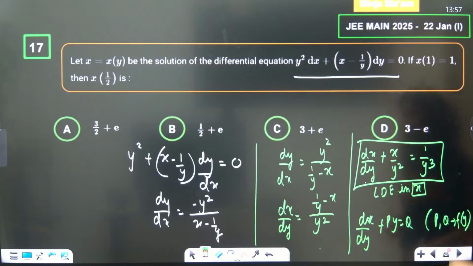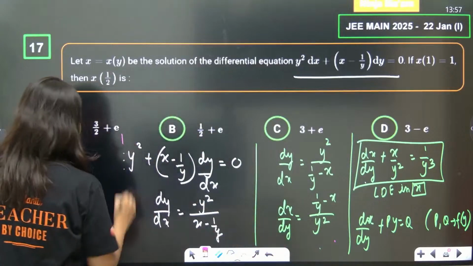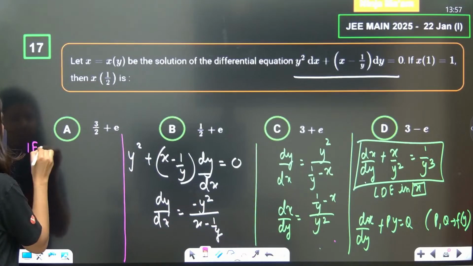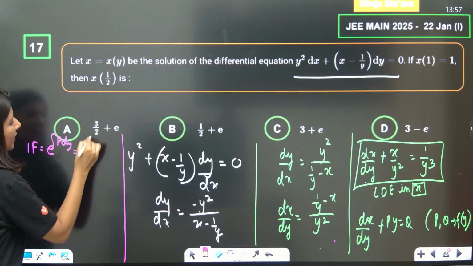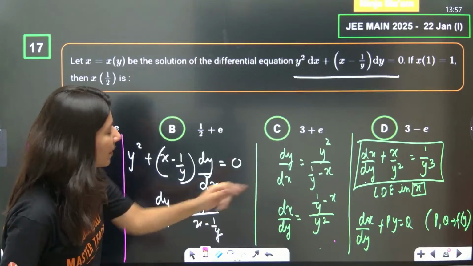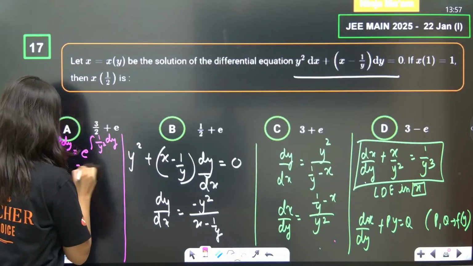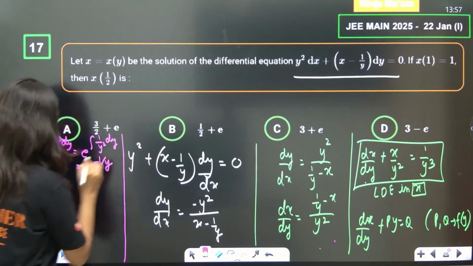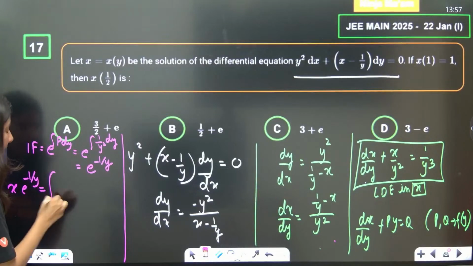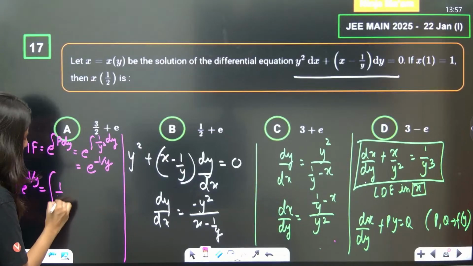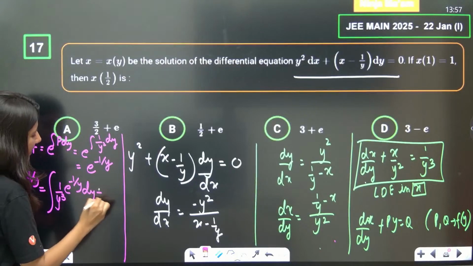Now let's calculate the integrating factor and solve it here. Integrating factor is e power integral of P dy. What is P? 1 by y square. So e power integral of 1 by y square dy, which is e power minus 1 by y. Now x multiplied by e power minus 1 by y is equal to the integral of Q. What is Q? 1 by y cube e power minus 1 by y dy plus c.